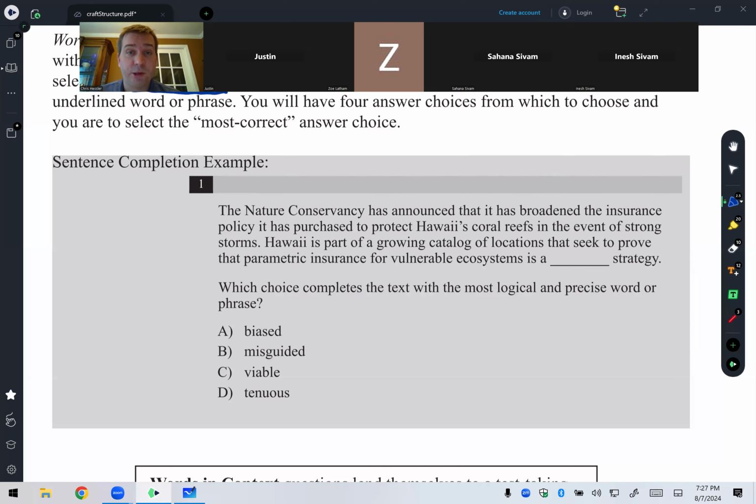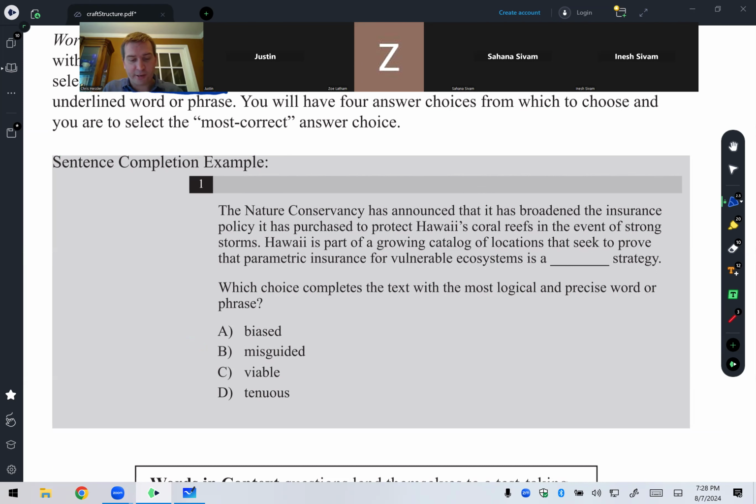So we're going to try that with this sample question here. So try this one. Don't turn the page yet. Give this one a real try. We're just reading these words back into the sentence. I'm going to try biased, and we'll see if it makes sense. The Nature Conservancy has announced that it has broadened the insurance policy it has purchased to protect Hawaii's coral reefs in the event of strong storms. Hawaii is part of a growing catalog of locations that seek to prove that parametric insurance for vulnerable ecosystems is a biased strategy. So that didn't make any sense.